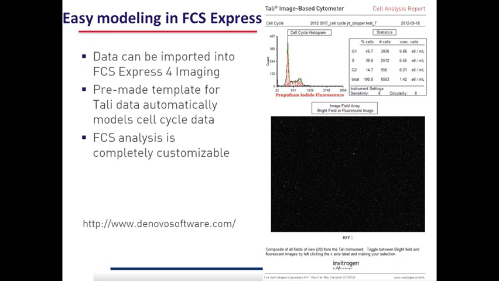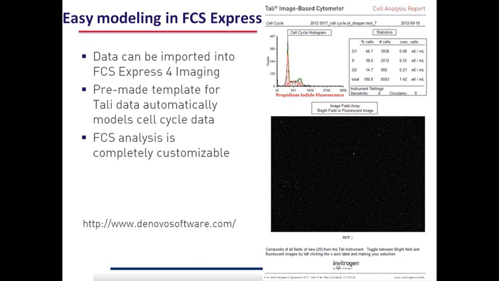We have in our lab used FCS Express for flow cytometry for a long time to analyze our flow cytometry data, and we decided to look at using the Image Cytometry version of FCS Express to analyze our image cytometry data. We were very fortunate to meet up with the guys from Novo and create this collaboration, and create a way for us to import the Tali data into FCS Express for imaging. And so all of our analysis from here on is really using FCS Express for imaging and FCS Express for flow cytometry.